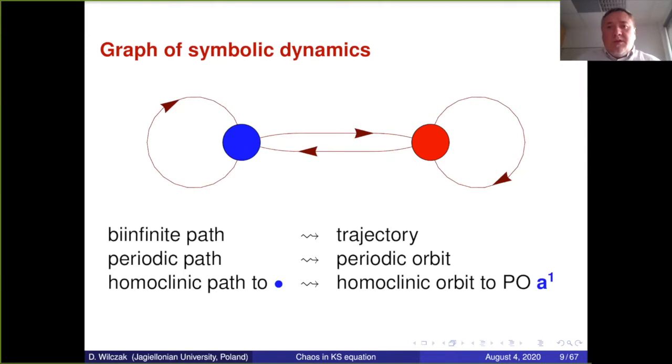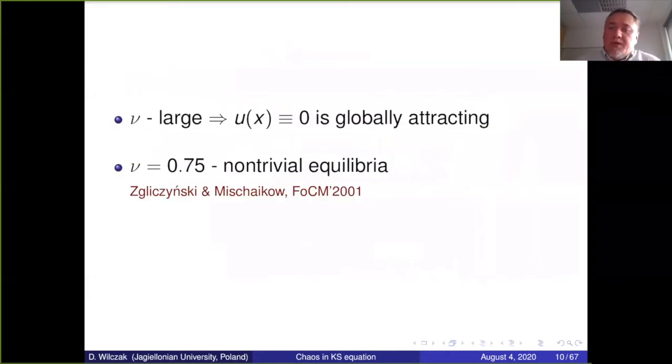Okay, so this is the result. And now I would like to mention some previous results about this system. If mu is large, then the constant solution is globally attracting. For mu equal to 0.75, there was a computer-assisted proof of the existence of non-trivial equilibria by Wilczak and Mischaikow.